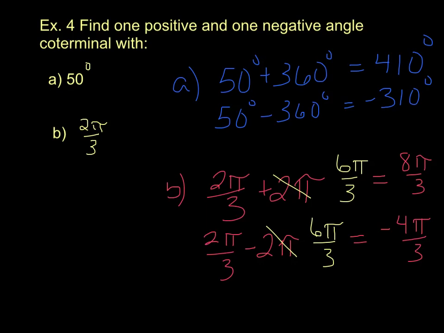Okay? So finding coterminals is a very simple process. If it's in degrees, we're going to add or subtract 360s as many times as we need to. If the angle is in radians, then we're going to add or subtract 2 pi as many times as we need to get our desired result.